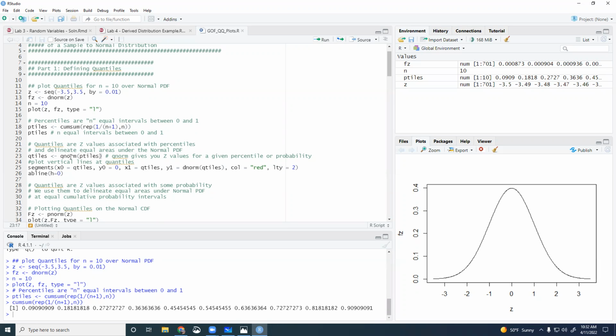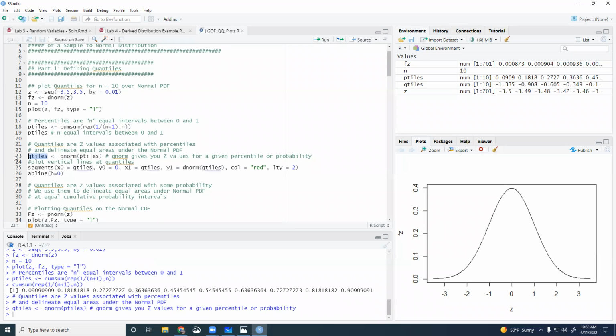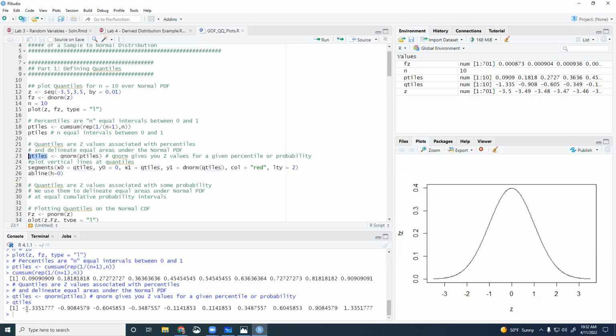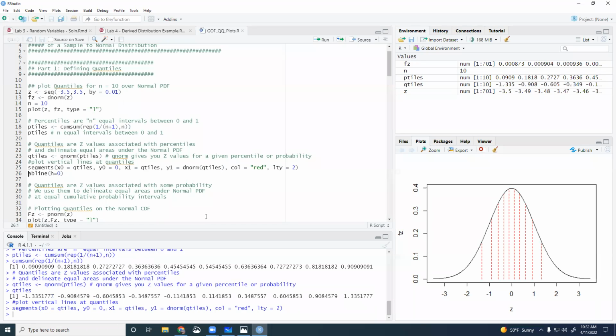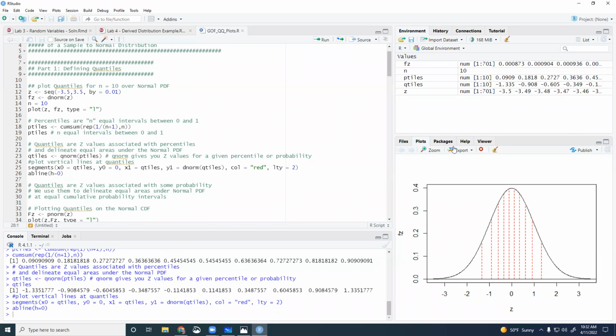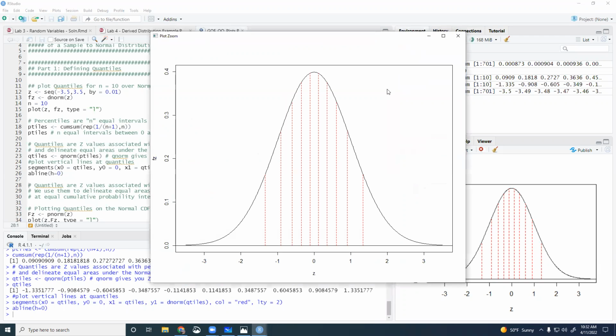I'm using qnorm with those percentiles to get my z-scores. So these are my quantiles right here, just symmetrical z-scores. And then I'm going to use this function to actually plot those quantiles along the normal distribution. So you can see how they're not super symmetrical. This area is equal to this area, is equal to this area, and so forth. They get denser the closer in you get, because there's just more probability in between.